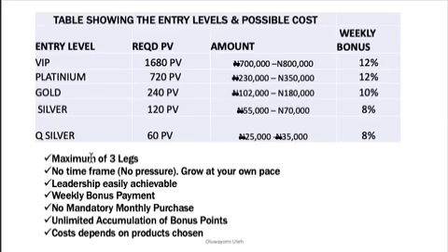So the maximum number of legs you can have directly under you is 3. There's no time frame, no pressure. You can grow at your own pace. Leadership is easily achievable. Weekly bonus payments can be enjoyed. You have no mandatory monthly purchase or autoship. You accumulate your bonus points unlimited. Your points never flush. And your cost depends on the products that you choose.